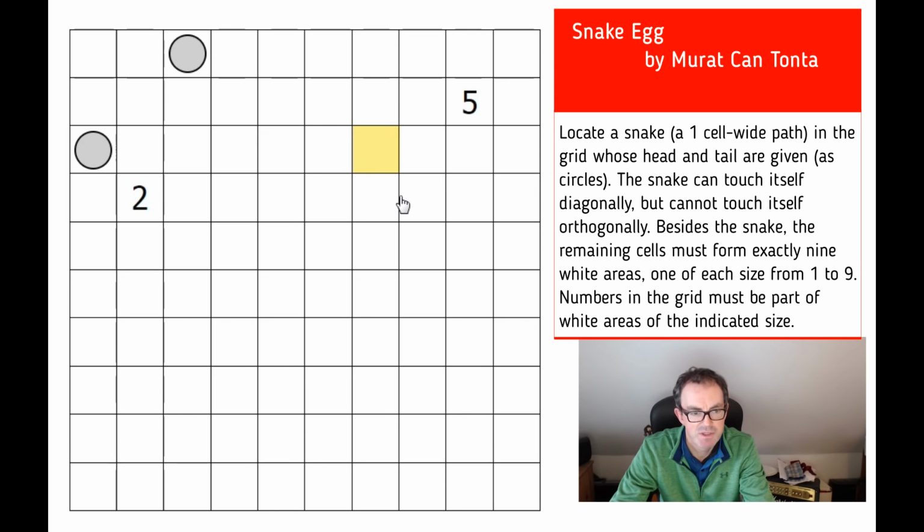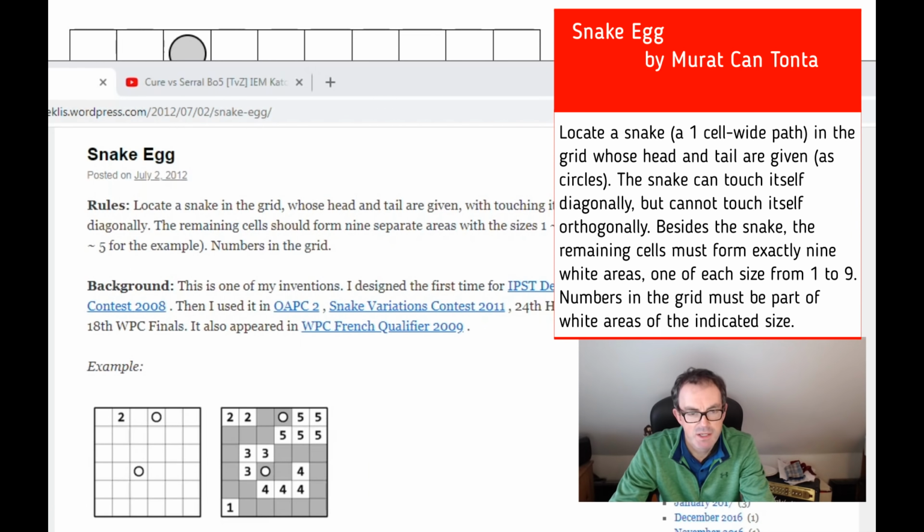Well, this, believe it or not, is something called a snake egg puzzle. And I'm just going to bring up the rules for us. So here are the rules. You can see these rules were posted back in July 2012 on Serkan Yürekli's blog. And that's because Serkan invented this type of puzzle. And let's read how we do it.